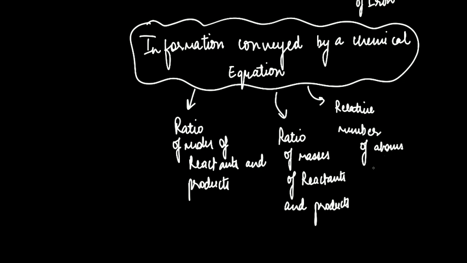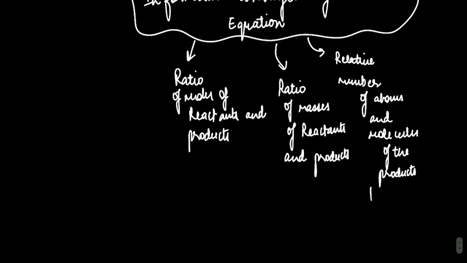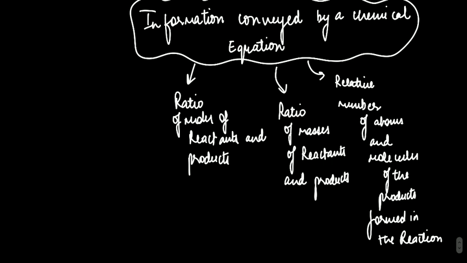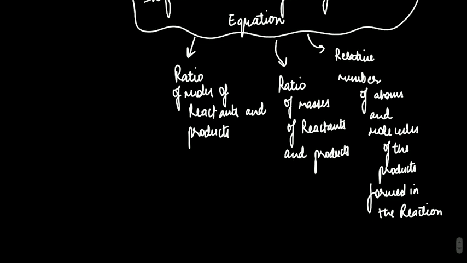Then the relative number of atoms and molecules of the products formed in the reaction. Similarly, we can write the same statement for reactants also. So for reactants and products both, the relative number, the actual number that we are talking about.